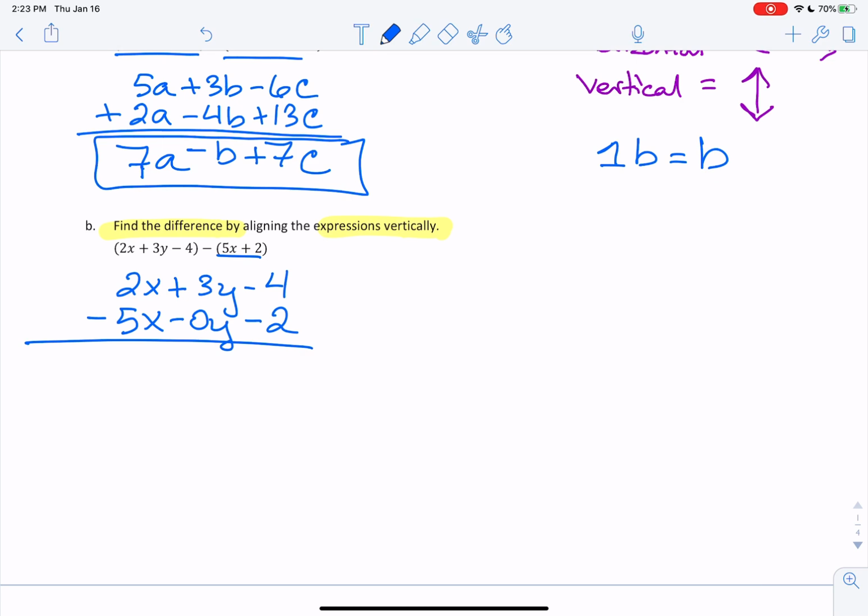Okay, so now we're going to solve. Negative 4, and we're subtracting 2 more. That's going to give us a negative 6. 3y minus 0 is just going to be 3y. And then we have 5 negatives and 2 positives, so that's going to give us negative 3x. Okay? And that's how we do that one.